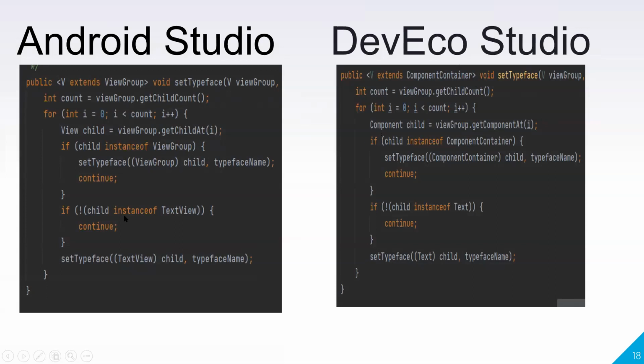And this view has been changed to component. Like this, you can see view group also has been changed because this is an inbuilt function in the Android Studio, and this is an inbuilt function in DevEco Studio. You can see view group has been changed to component container. It's an inbuilt function. This is a parameter, as you can see. Now you can see that text view has been changed to text. Here also text view has been changed to text. Like this, simple codes we can take and we can try porting with.